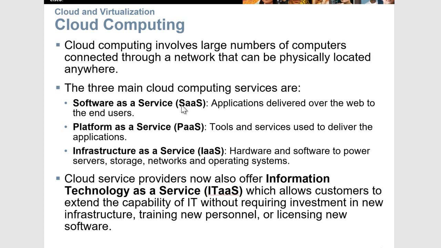SaaS, or software as a service. The cloud provider is responsible for access to services such as email communication and Office 365 that are delivered over the internet. The users only need to provide their data to get access. Then PaaS, which is Platform as a Service, in which the cloud provider is responsible for access to the development tools and services used to deliver the applications. And Infrastructure as a Service, where the cloud provider is responsible for access to the network platform equipment, virtualization, network services, and support network infrastructure.